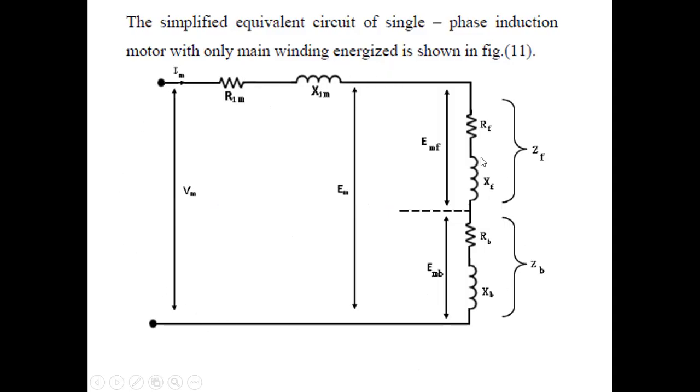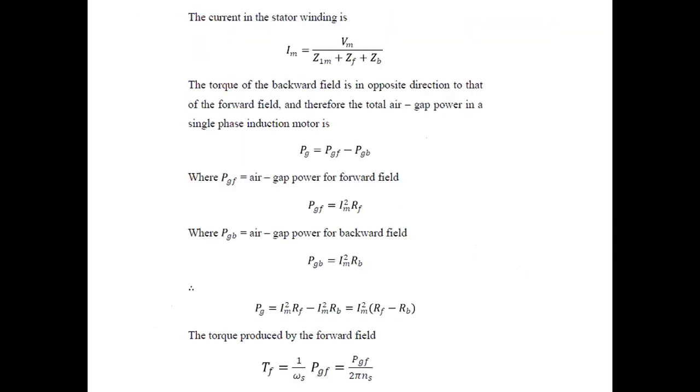This case assumes that the auxiliary winding is going to be switched off upon the machine reaching 75% of the synchronous speed. The current will thus be the total voltage divided by the total impedance. So we now bring in the starter impedance. Then the air gap power will again be composed of two: the forward air gap power and the backward air gap power, where the forward air gap power is related to RF, the forward resistance, and the backward air gap power is related to the backward resistance RB. The difference between the two air gap powers will be the resultant air gap power for that machine.